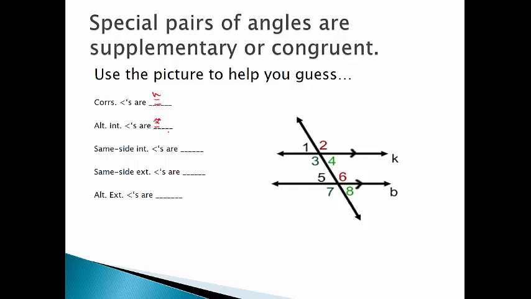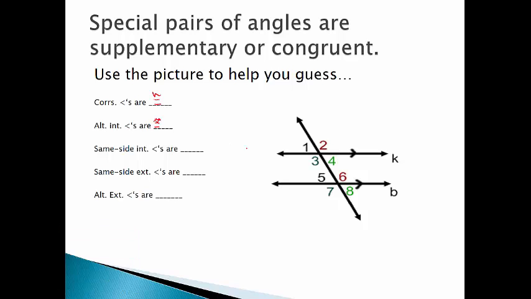Now we don't like to go off the picture, but I would say instead of leaving something blank, if you forget the rules, at least make a logical guess. If I look at 4 and 5, alternate interiors, they are both acute. They look the same. They probably are the same. So it's better to make an educated guess than nothing at all.